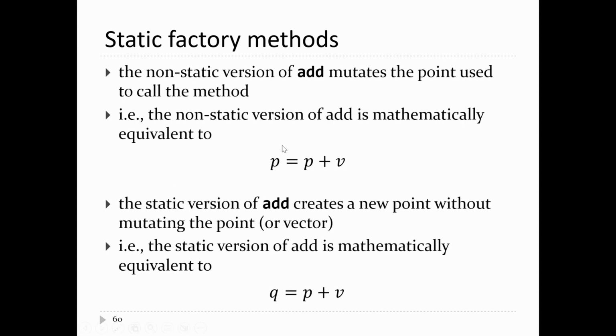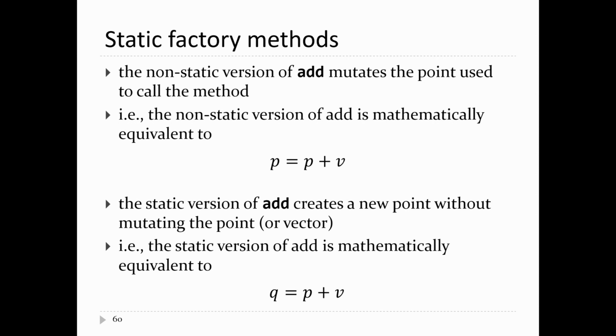Okay, so the reason why is as follows. There's a non-static version of add that changes the point used to call the method. So in other words, if you wrote p.addv, that changes p so that its new coordinates are the coordinates of p plus the coordinates of the vector v. So the non-static version mathematically does that. In other words, it changes p.